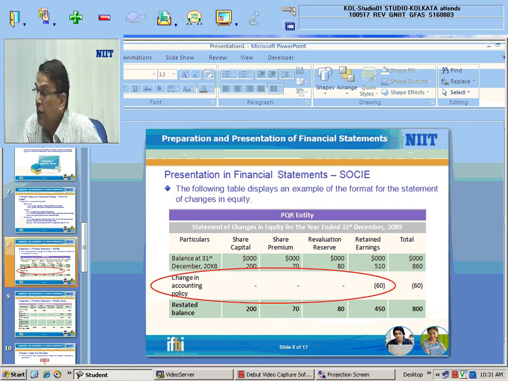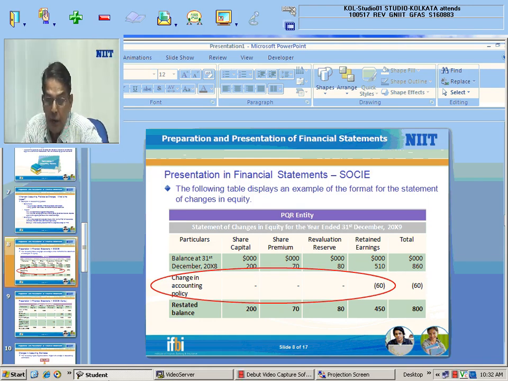As a result, the restated balance of equity is 200,000 share capital, 70,000 premium, revaluation reserve 80,000 and 450,000 retained earnings. So the total is 800,000. So we have to adjust the opening balance of retained earnings, and the total equity, to 800,000. The slide shows how the presentation should be made for changes in accounting policies and prior period years retrospectively in the financial statement, that is, the statement of changes in equity.